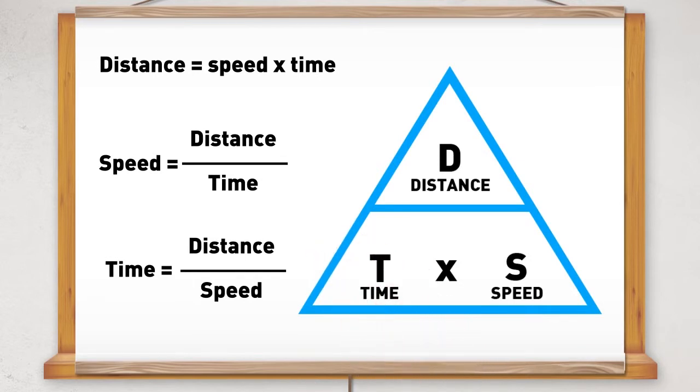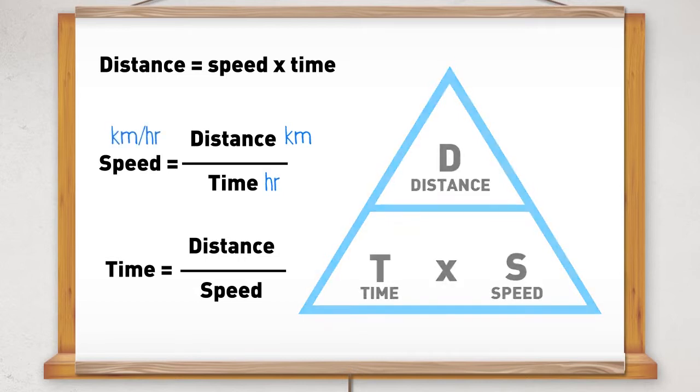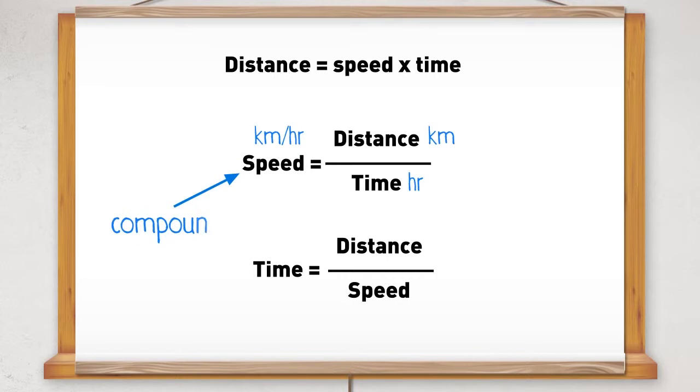If the distance is given in kilometers and the time is given in hours, the units for the speed will be kilometers per hour. Speed is a compound measure because its units are made up of two other units, in this case kilometers and hours. If we have been given the speed and are calculating either the distance or the time, we need to take care with the units which the other quantity has been given in.